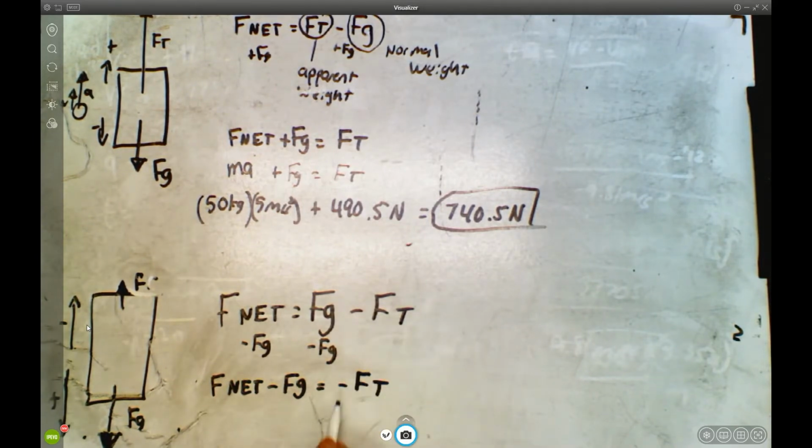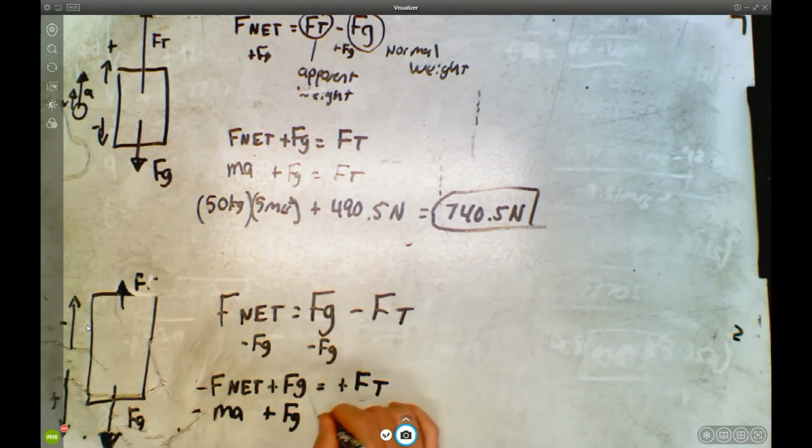But I don't want to find a negative version of the answer, so the quickest way to get rid of this negative is just switch the signs of everything. This is positive, so I make it negative. This is negative, so I make it positive. This is negative, so I make it positive. So I get negative Ma plus Fg is equal to my force of tension.